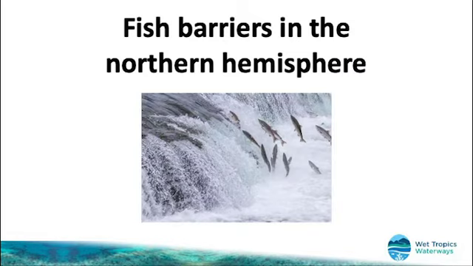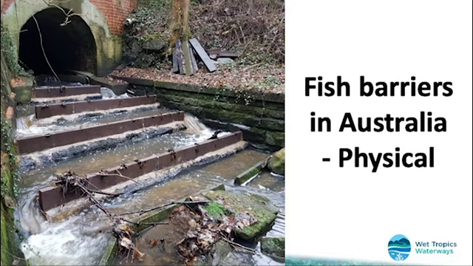So a fish barrier in the Northern Hemisphere might look something like this: a large waterfall, a large drop where the fish are leaping up, and eventually it gets to a point where it's just too high for them to leap, then it would be considered a fish barrier. But in the Southern Hemisphere, this could be a fish barrier because whilst the northern species might be able to jump 2 metres, 2.5 metres in height, our Australian species generally struggle with more than about 10 or 15 centimetres. So in fact, this I've just said is a fish barrier.